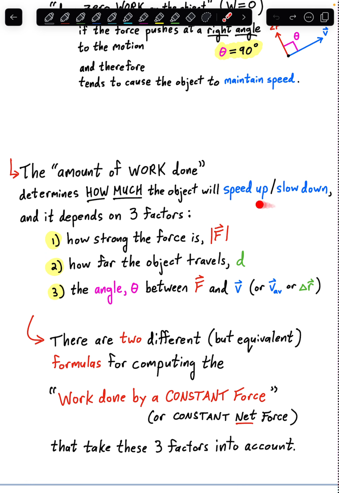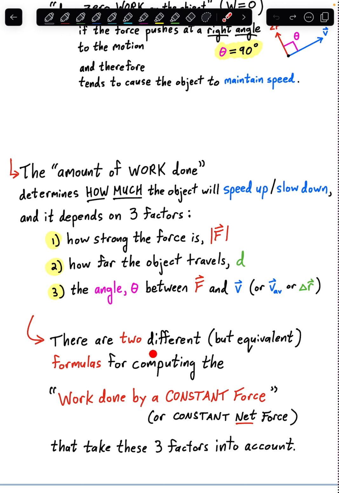And the amount of work depends on 3 factors. One, how strong the force is. A stronger force is going to do more work. Two, how far the object travels. The further the force pushes the object, the more work is going to be done. And three, the angle between force and velocity, or average velocity, or the displacement. That angle is going to determine how effectively that force was able to do work over that distance.